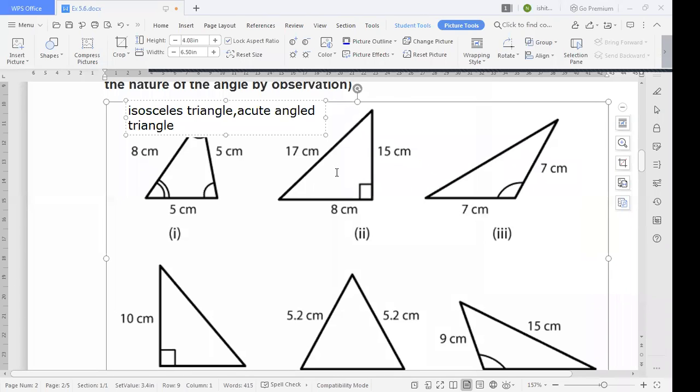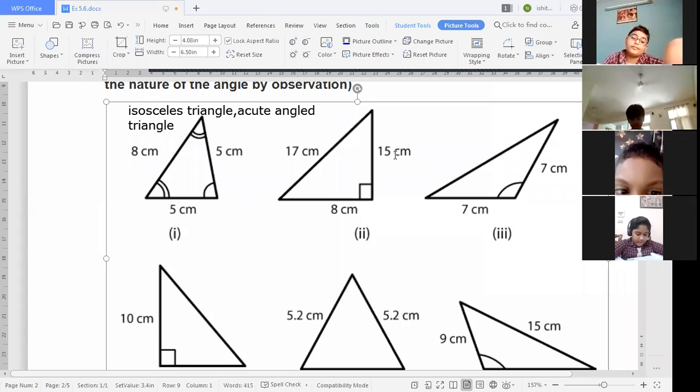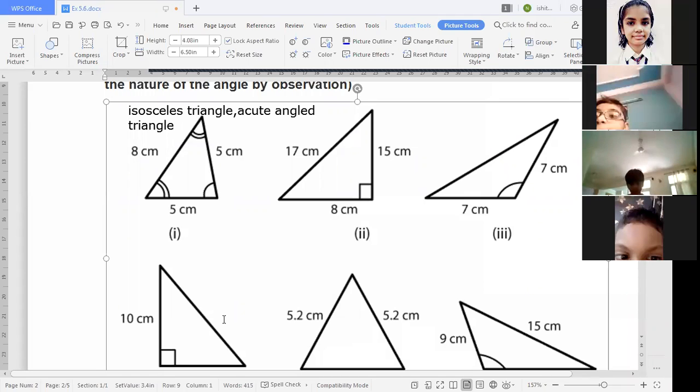Right angle and scalene. Yes, it is a scalene triangle as well as a right angle triangle. Because this sign is mentioned, so it is a right angle triangle and scalene triangle. Absolutely right. Arnav Singh Tomar, tell me the next answer. Yes, ma'am.